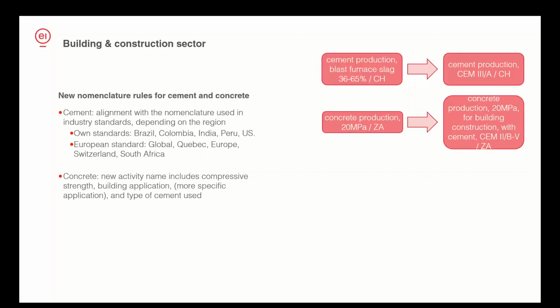In the case of concrete, with the same idea of supporting you as users in the selection and understanding of the different concrete types, all the necessary information for that is now in the activity name. The new activity names include the compressive strength, the building application, so for example, for building construction, for civil engineering, for drill piles, and optionally, if needed, more specific application considerations, if it's for interior use or exterior use, and the type of cement used. So, for example, if we take this example here, an activity in South Africa, what was called before concrete production 20 megapascal is now called concrete production 20 megapascal for building construction with cement CEM 2BV.